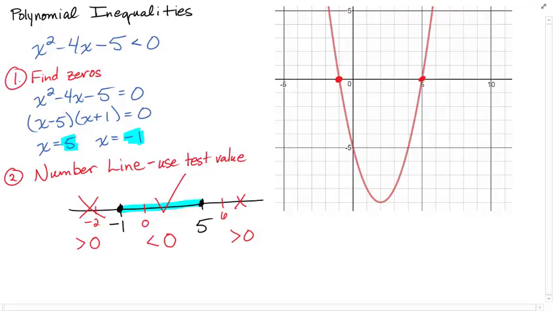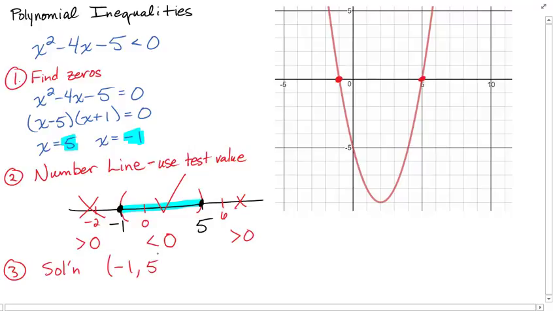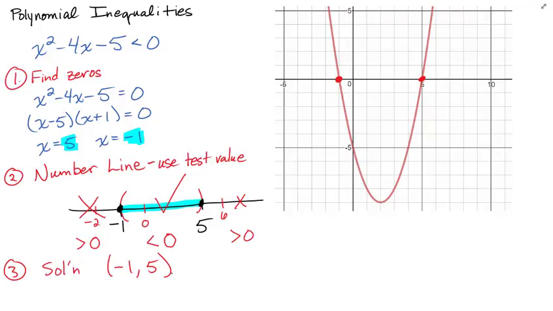Now we don't include minus 1 and 5, because remember, that's where the inequality equals 0, and we want just strictly less than. If it was less than or equal to, then we would include the endpoints. But there it is. Our solution, as demonstrated by this number line method, is simply, in interval notation, everything from minus 1 to 5. And that's the algebraic approach. There are some other little tips and tricks that you can pick up and we might explore, but that's the bare bones approach to solving a polynomial inequality.